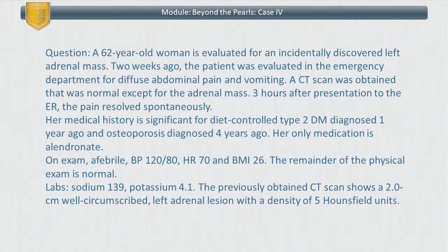Her past history is significant for diet-controlled type 2 diabetes, diagnosed around 1 year ago, and osteoporosis diagnosed 4 years ago, and her only medication is alendronate, probably for osteoporosis. On exam, she is afebrile, normotensive, not tachycardic, BMI is 26, and the physical exam is unremarkable. Labs: sodium is 139, potassium is normal at 4.1, and a previously obtained CT scan shows this 2 centimeter well-circumscribed left adrenal lesion with a density around 5 Hounsfield units.